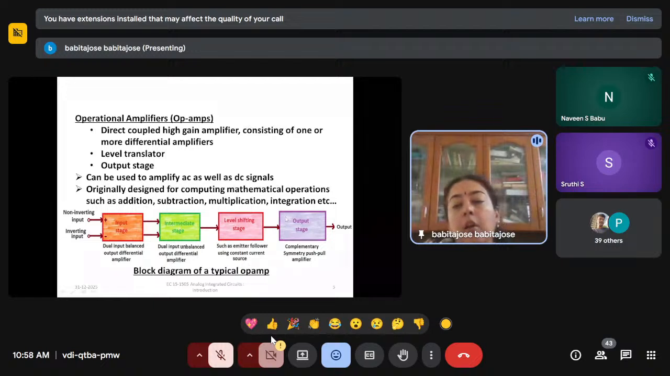The output stage determines the current supplying capability of the op-amp. It is a complementary symmetry push-pull amplifier. It should provide low output impedance and supply the load current to the output. So these are the four blocks in a typical op-amp. Any doubts?